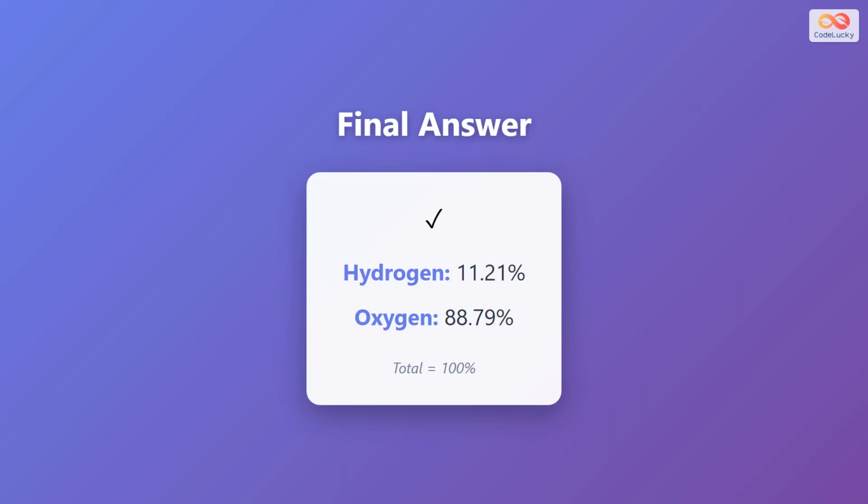Here's our final answer. In water, hydrogen accounts for 11.21% of the total mass, while oxygen accounts for 88.79%. Notice that when we add these two percentages together, they equal 100%, which is exactly what we expect. This confirms our calculations are correct. Now you know how to calculate percent composition for any compound using this same method.